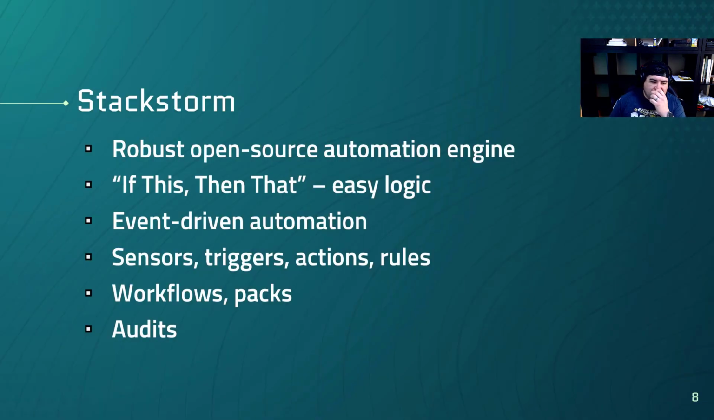When we start discussing the tools, we're going to start with StackStorm here. This is a robust open source automation engine, right? Really think of this as a tool that has multiple components, but it's the IT automation version of if this, then that, right? It's all easy logic, but it's intended to be event-driven automation. That means we have things like sensors and triggers and actions and rules.